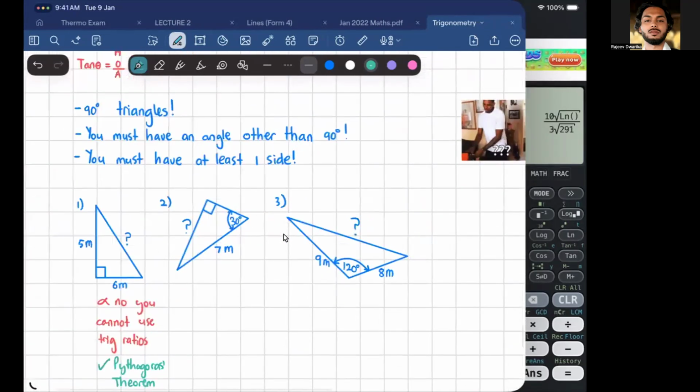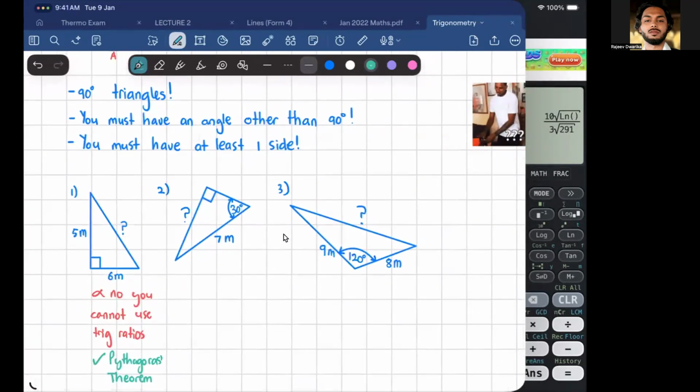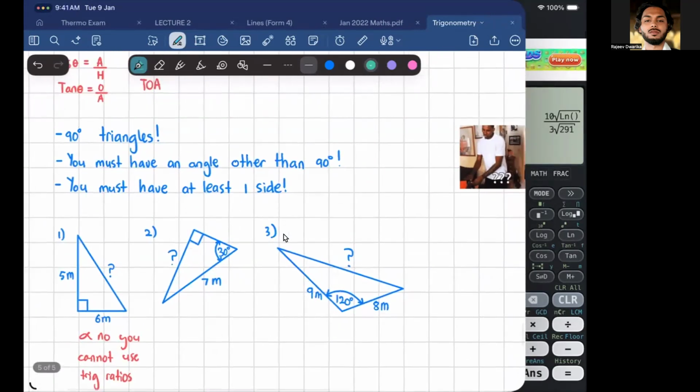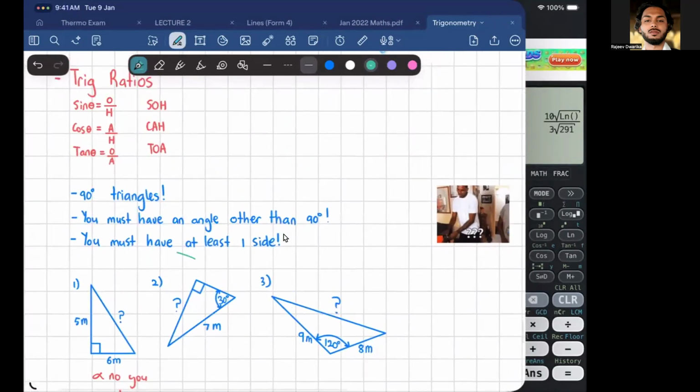Right? Okay. Let's look at the next scenario, Simran. Could we use trig ratios for the second question? Tell me why. Why could we use the trig ratios? Because it has another angle other than 90 degrees, and it's a right angle. Yeah. All right, so we could use this. This is good.